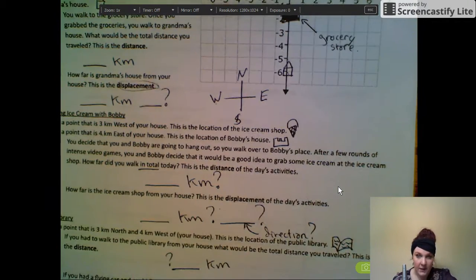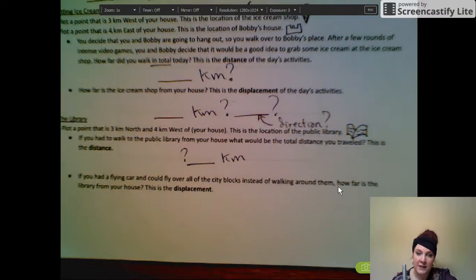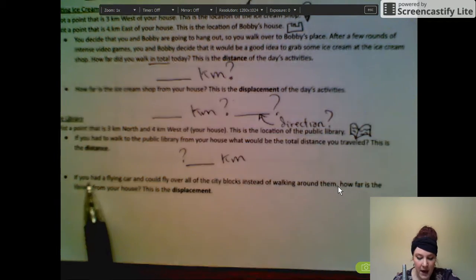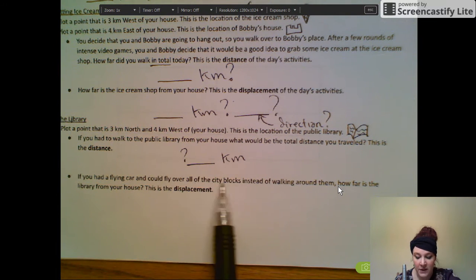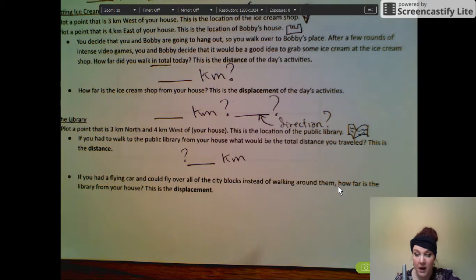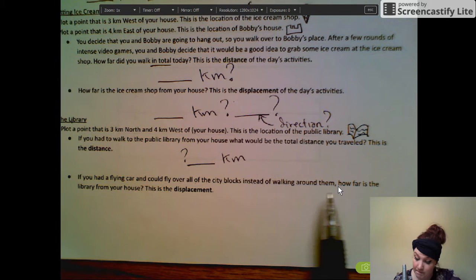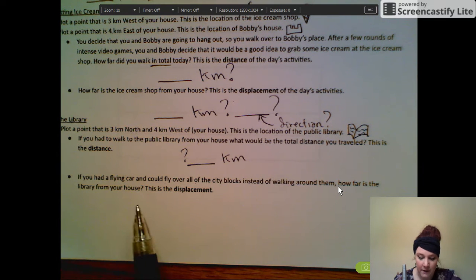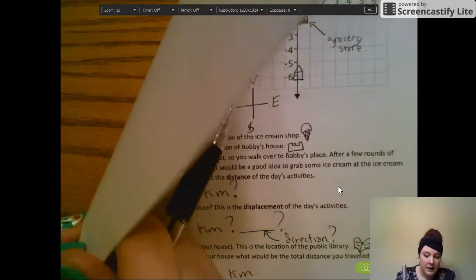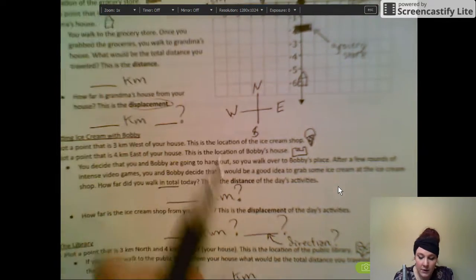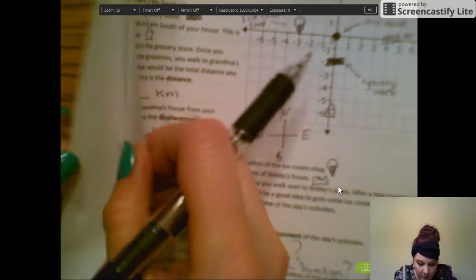Okay. And then finally, this is where displacement gets a little different. It says if you had a flying car and could fly over all of the city blocks instead of walking around them, first of all, how awesome would that be? You could just jump over everything. How far is the library from your house? This is the displacement. Well, this is a little different.